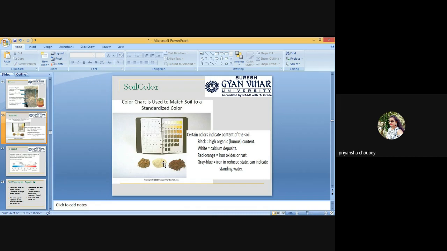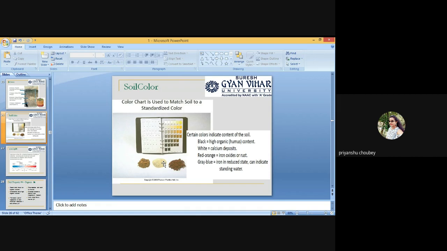So the Munsell color notations are a systematic numerical and letter designation of each of these three parameters. For example, 2.5 YR 5/6. It means hue is 2.5 YR, value is 5, and chroma is 6. So the equivalent soil color name for the Munsell notation is red.